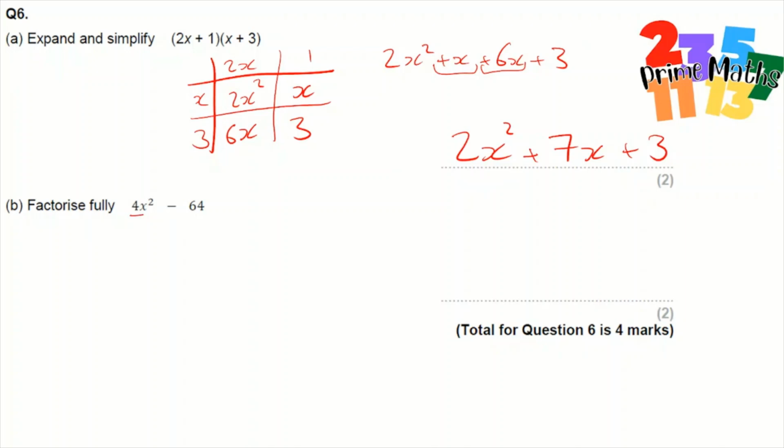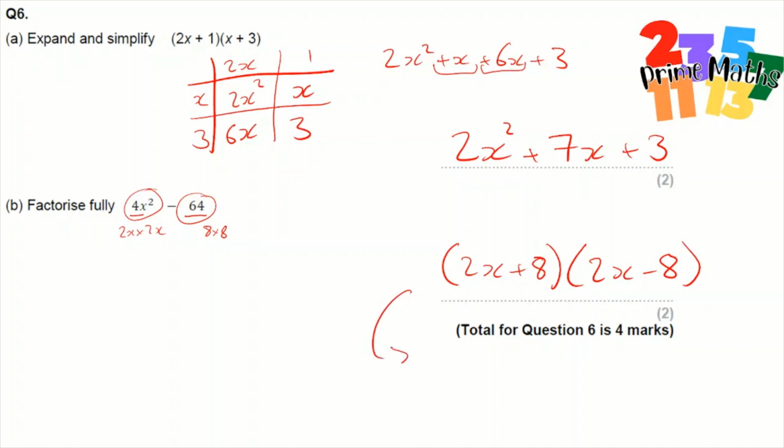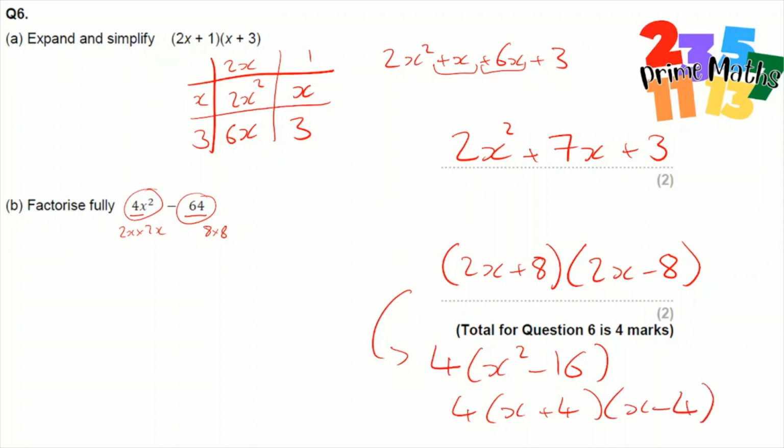Factorising fully, there is a common factor of 4 between these, but we should spot this as difference of two squares. 4x squared is a squared number, it's 2x times 2x, and 64 is a square number of 8 times 8. We can use this to factorise, and we get 2x plus 8 and 2x minus 8. We could factorise this as 4 lots of x squared minus 16, which can factorise to 4, x plus 4 and x minus 4. In the mark scheme that I've used, both of these answers would be acceptable.